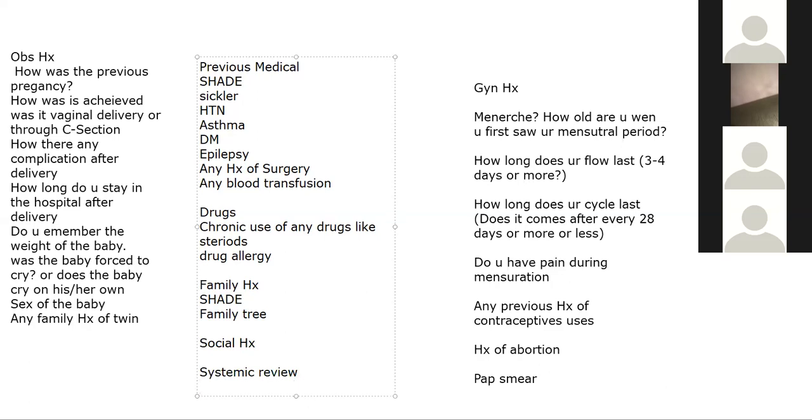For the systemic review, I told you to ask at least 2 symptoms from each system. Am I making a point, doctors? Oh yes. From the cardiovascular system, 2 symptoms. From the gastrointestinal system, 2 symptoms. From genitourinary, 2 symptoms. From hematological, 2 symptoms. From CNS, 2 symptoms. From endocrine, 2 symptoms. Each has 2 symptoms.